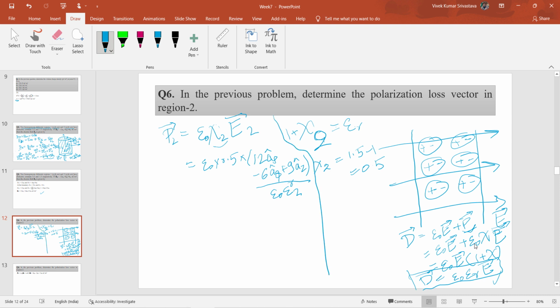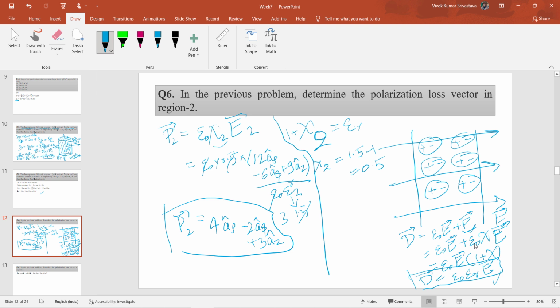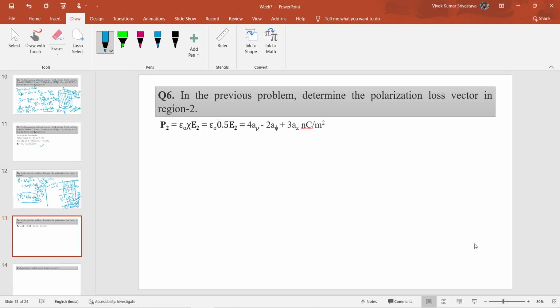So basically epsilon naught will cancel each other, and this will be equal to 1.5. So this basically equals 3. So the polarization vector in region 2 is obtained as 4 aρ minus 2 aφ plus 3 az. So this is how you can find out the polarization vector. So let us move ahead.